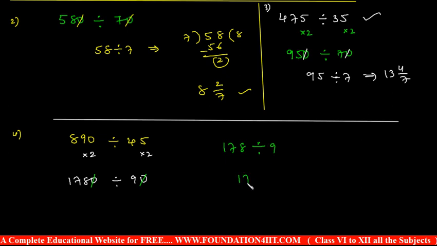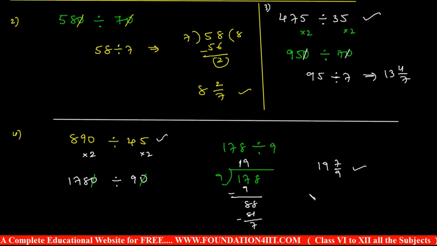Normal division. Now 178 divided by 9. It's in the 9 table: 9 and subtract this, 88. 9 nines are 81, then it is a 7. Same. So what will we get? 19, 7 over 9. Whatever results you get for this, the same answers you'll get.